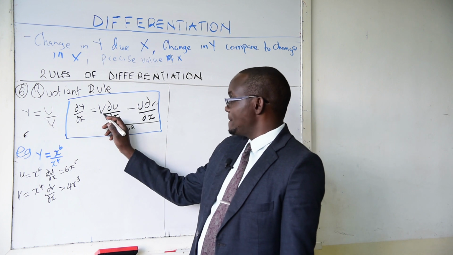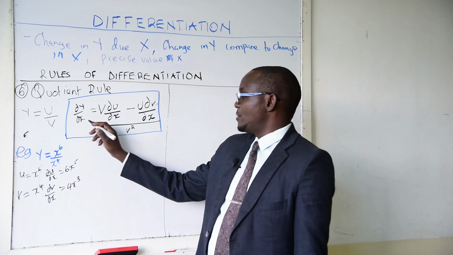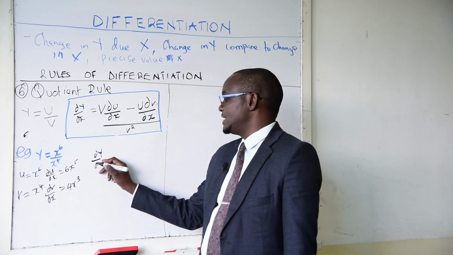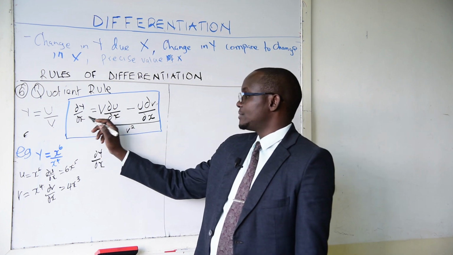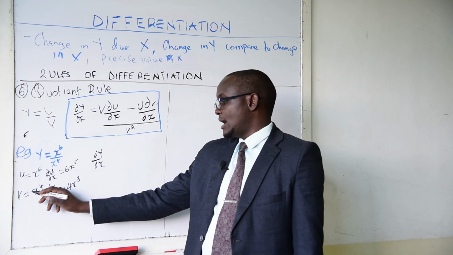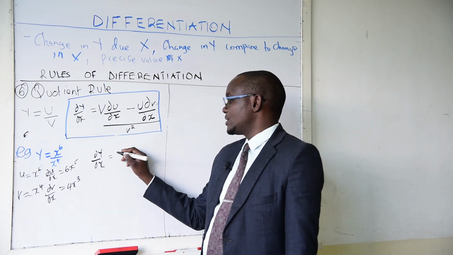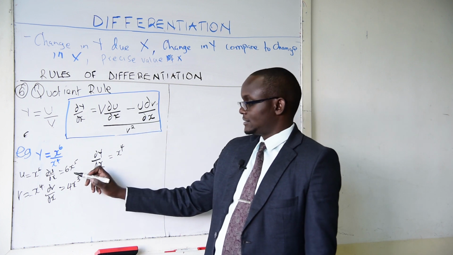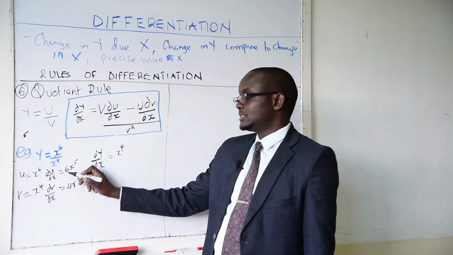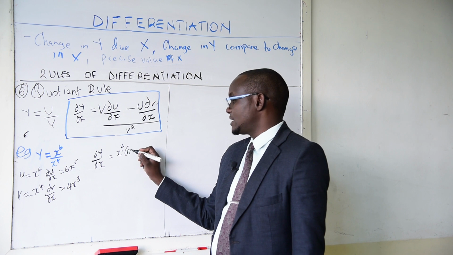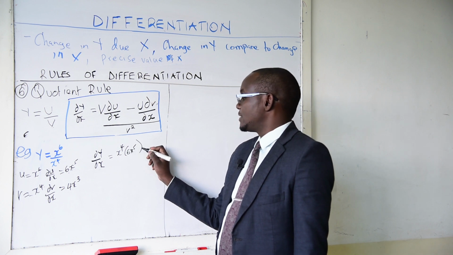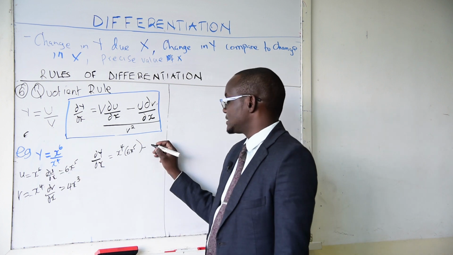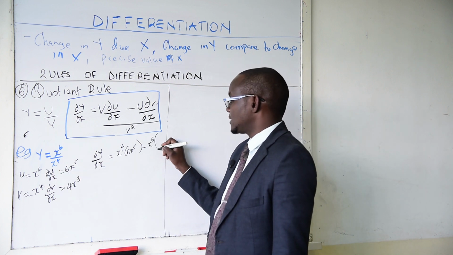Therefore, from our rule here, we have dy over dx as follows. Our v, we know the v. Our v is x power 4. Our du over dx is 6x power 5. You multiply by 6x power 5. Then you minus our u. Our u is x power 6.